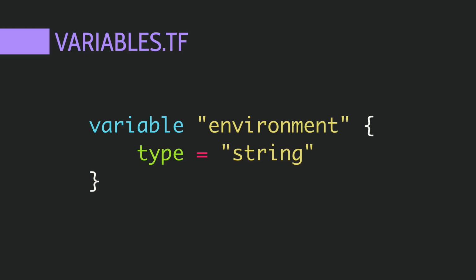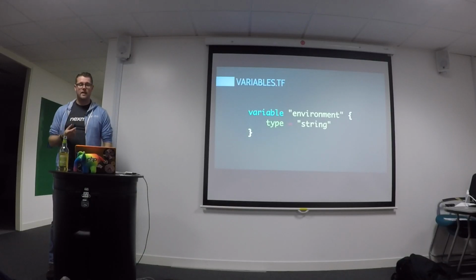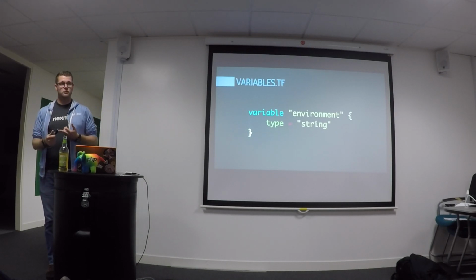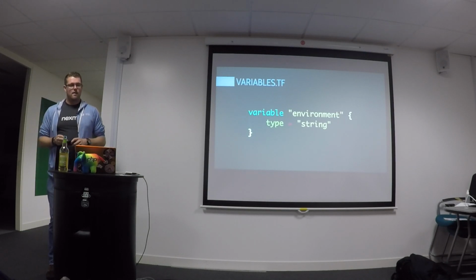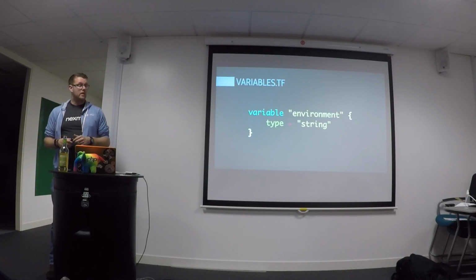Unless we add a variable. And the environment is a prime candidate to be extracted. Create variables.tf. Those are the only 3: main.tf, output.tf, and variables.tf. And create it with this content.